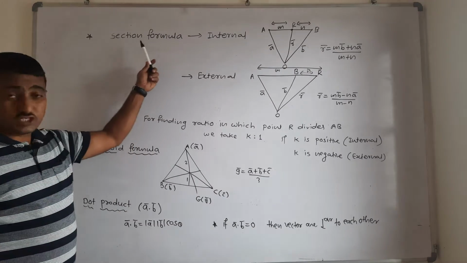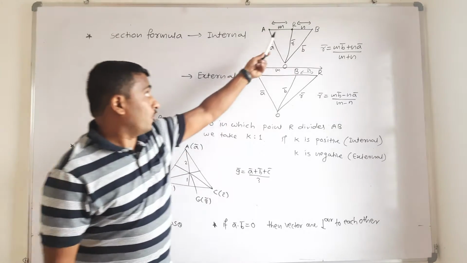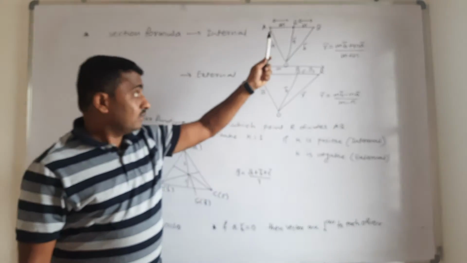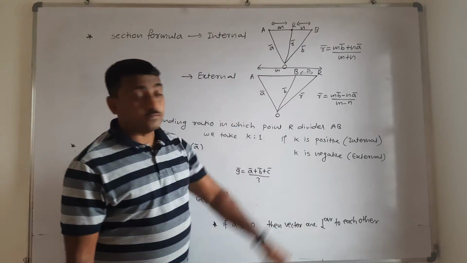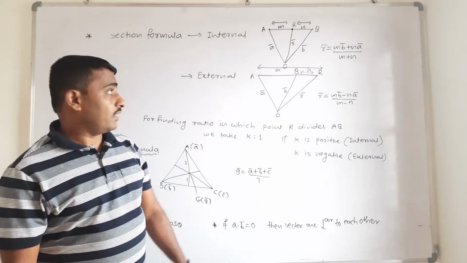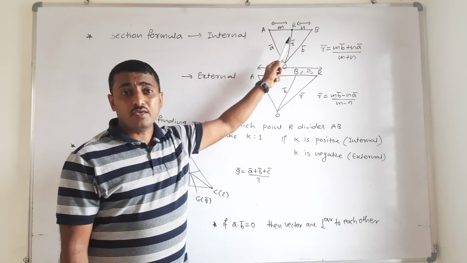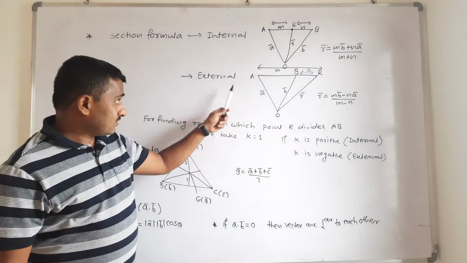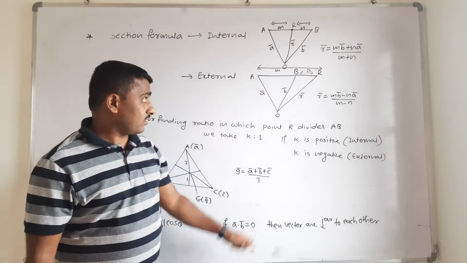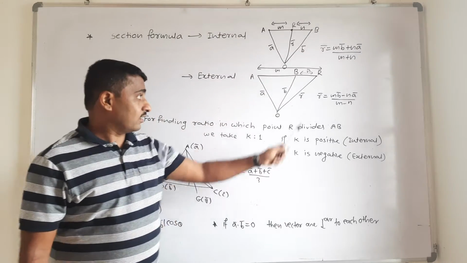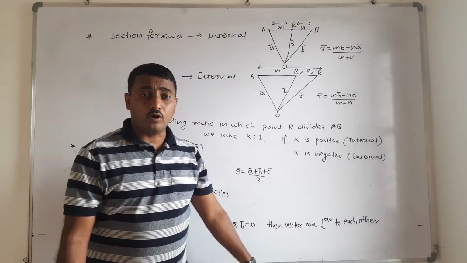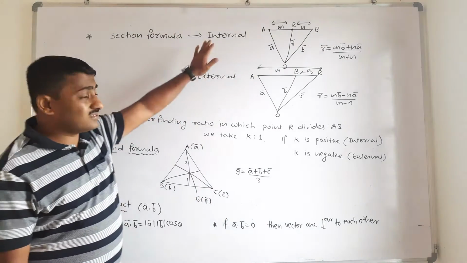Next point, section formula, internal division. If point R divides segment AB internally in the ratio m:n, then position vector of R point, R bar is equal to (m b bar plus n a bar) upon (m plus n). If point R divides AB internally. External division, if a point R divides AB externally in the ratio m:n, then R bar is equal to (m b bar minus n a bar) upon (m minus n). These are just internal and external formulas.